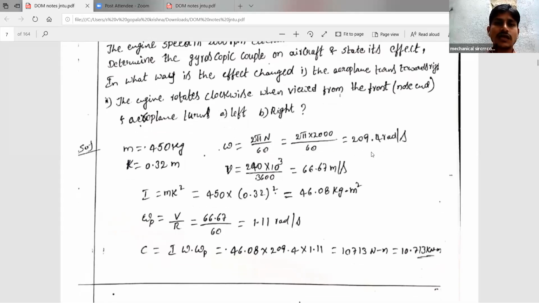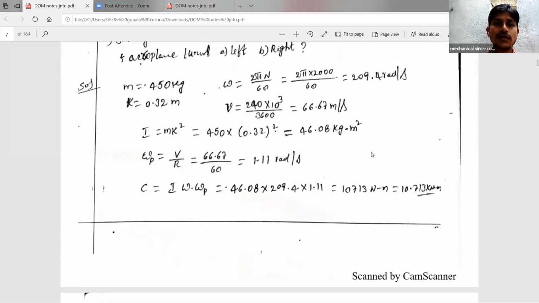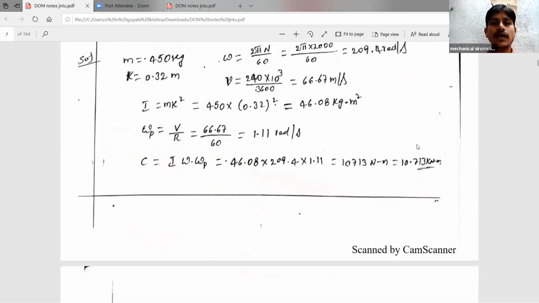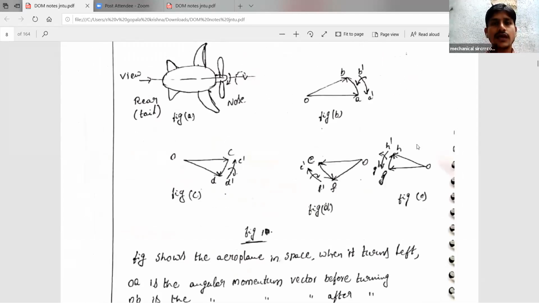So what are the unknowns? The unknown is only the gyroscopic couple. From the given values, we calculated the omega value, I value, and omega suffix p. Then those values are substituted into our gyroscopic couple, and then we simply get our gyroscopic couple. And here we have not completed our problem, as they may also ask to state its effects.